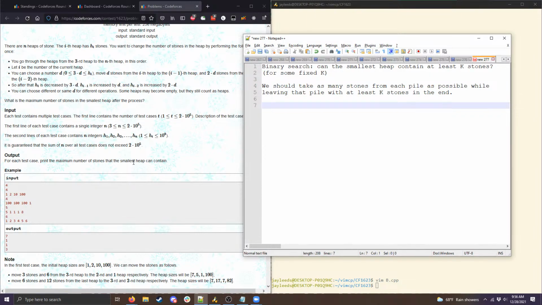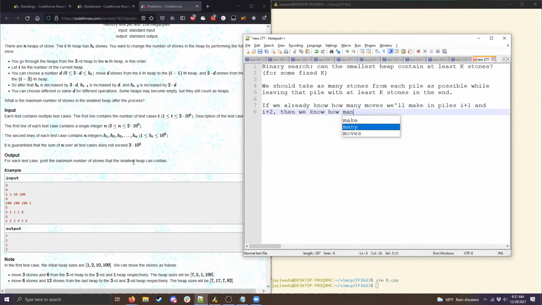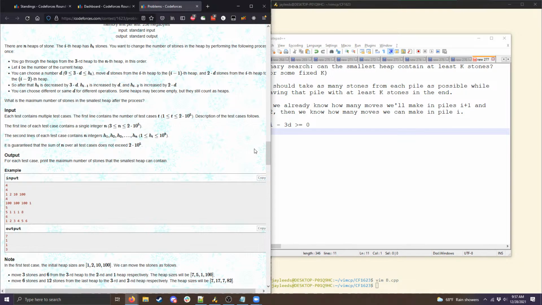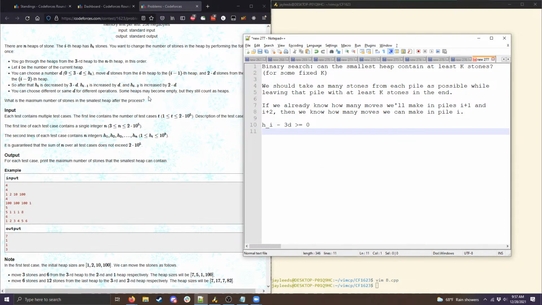Let's think about what information we need to know in order to decide how many moves we should make in a given pile. It turns out that if we already know how many moves we'll make in piles i+1 and i+2, then we know how many moves we can make in pile i, because our moves for pile i have to satisfy 2 constraints. First of all, h_i minus 3d_i has to be at least 0 because of this constraint here. We can't move more stones from the pile than are already in there.